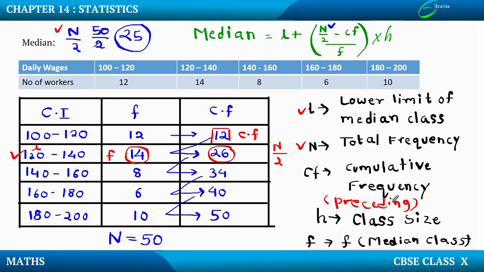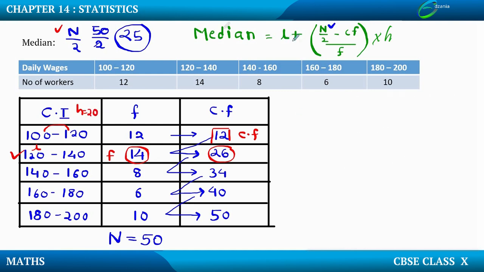Now we have all the values. We have the value of L, we have the value of F, and we have the value of CF. And what about this H? H we already know is the class size. So we have H as 20 because the class size is 20.